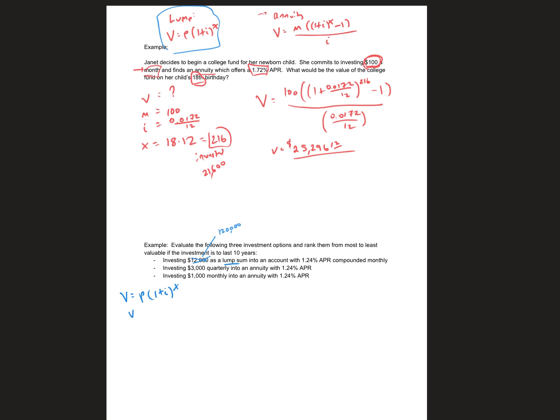And then I would have to find my V, P, I, and X. V is what I'm looking for. P is the initial amount that I invest, which is going to be $120,000. I is that working interest rate, which is the APR, divided up into appropriate size chunks. And then X is going to be the number of payments, which is the number of payments per year times the number of years. So I will plug all that in, and I will do the calculations in just a minute.